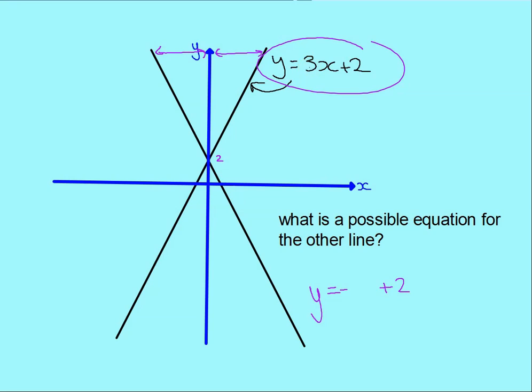So if this is a 3, I'm going to keep this as a 3 as well. If this line was steeper, I'd go for a 4. If it was less steep, I might go for a 2. Just change the number, but I've got to pop the minus in there to get the other direction.